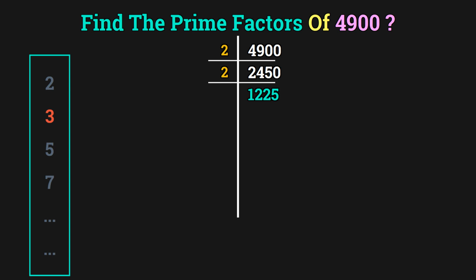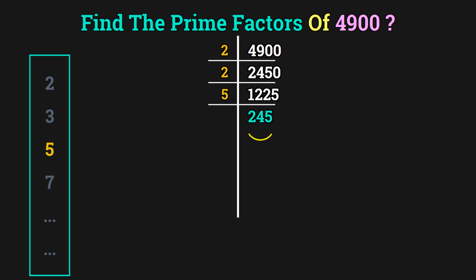Dividing 1225 by 5, which equals 245. So 1225 divided by 5 equals 245.